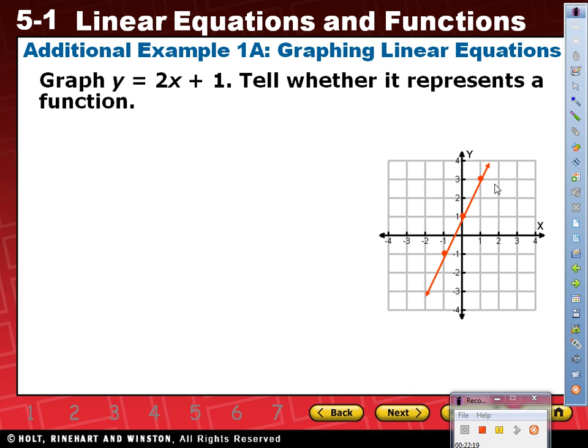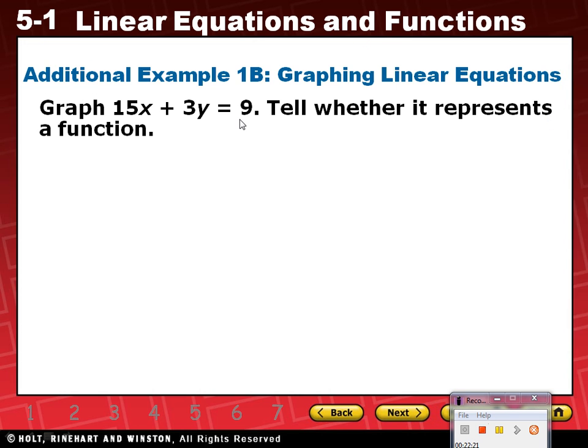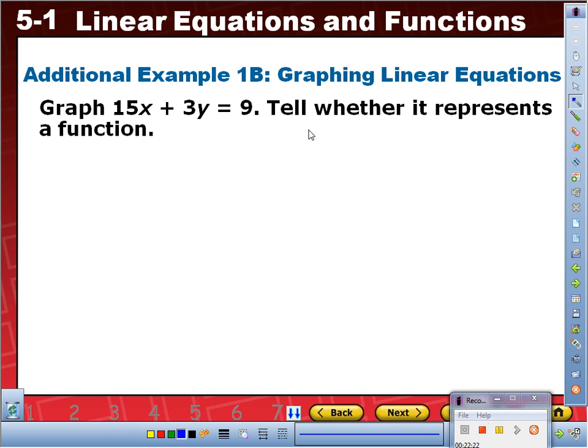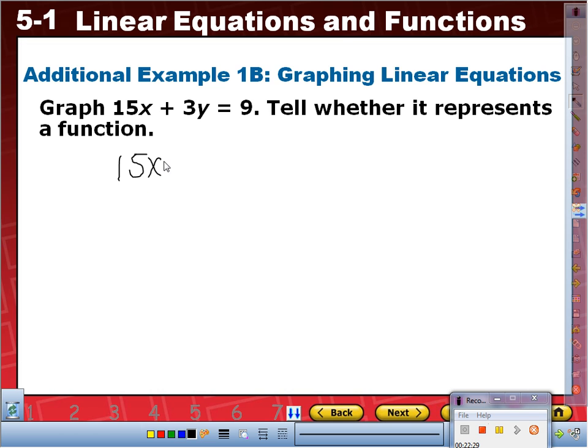Example 1B. For this one, you don't have to copy the words since you already have the instructions in the front. Just copy the equation. The equation given for example 1B is 15x plus 3y equals 9. And you're copying it at the top left of your graph, right? All right? So now, let's go through our steps.